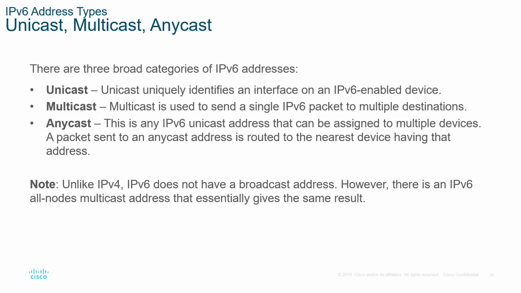Now, the only thing that we have in IPv6 that we don't have in IPv4 is the anycast message. This is an IPv6 unicast address that can be assigned to multiple devices. A packet sent to an anycast address is routed to the nearest device having that address. This is a very nice feature of IPv6 address types. The anycast address allows us to assign the same address to multiple devices, and anytime you send a message to this specific address, it goes to the device which is closest to you.